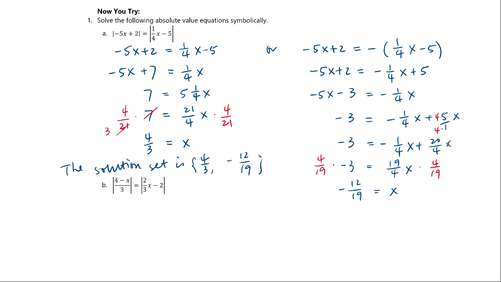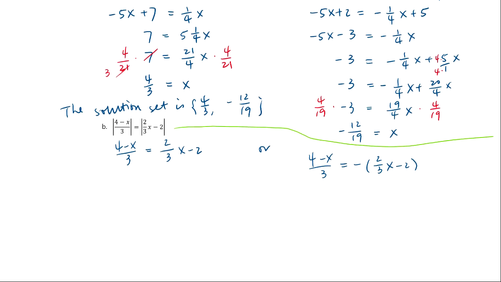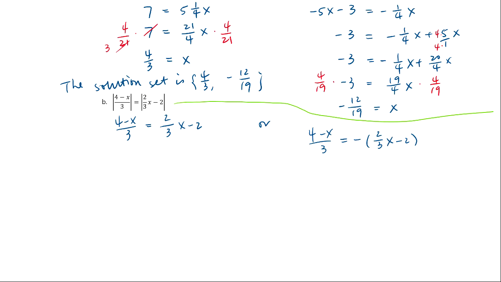And in part B, same thing as before, I'm going to write out the two scenarios. 4 minus x over 3 equals 2/3 x minus 2, or 4 minus x over 3 equals negative of 2/3 x minus 2. And for this, we're going to look at one case at a time. Another thing you can notice is we have 3 in the denominator on both sides. So the first thing we can do is to simplify the equation by multiplying 3 on both sides.